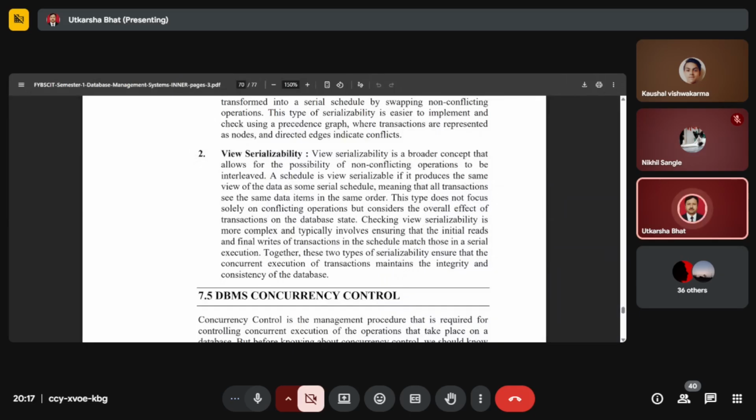तो दो अलग अलग ट्रांजेक्शंस जो उसको यहाँ पे व्यू सीरियलाइजिबिलिटी किया जाता है. Checking the view serializability is more complex and typically involves ensuring that the initial reads and final writes of transactions in the schedule match those in a serial execution. Together, these two types of serializability ensure that concurrent execution of transactions maintains the integrity and consistency of the database.